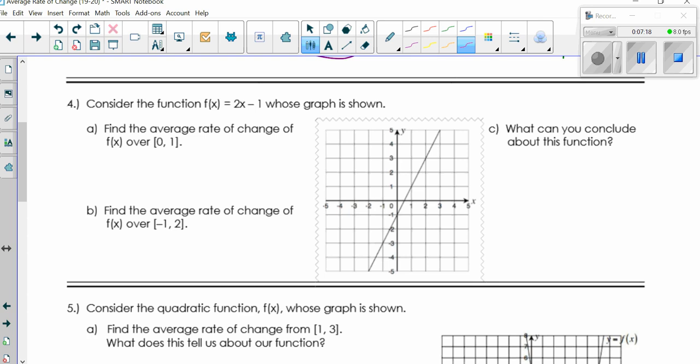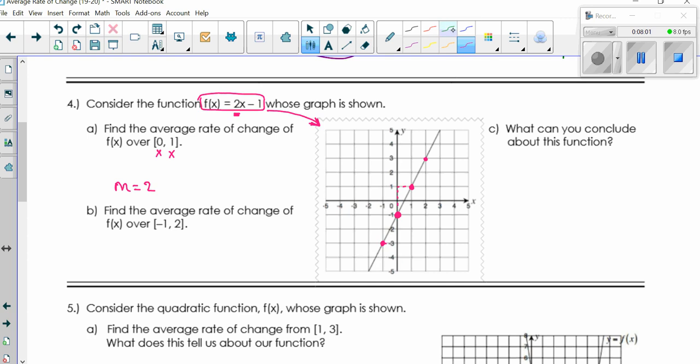Okay. It says consider the function f of x equals 2x minus 1 whose graph is shown. So this is the graph of 2x minus 1. Note it starts at -1, and then notice it goes up 2 over 1, up 2 over 1, or down 2 left 1 because my slope is 2. It says find the average rate of change of f of x over this interval. Again, remember intervals are always x values. So it's talking about from this point when x is 0 to this point when x is 1, which I can see is 2 because it goes up 2 over 1, which I also know because of this.